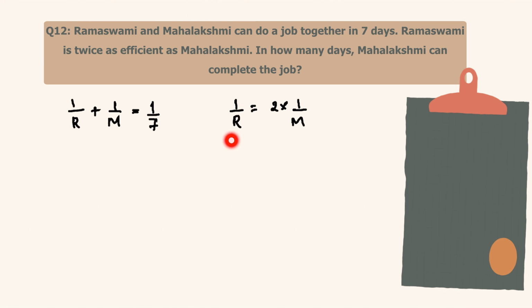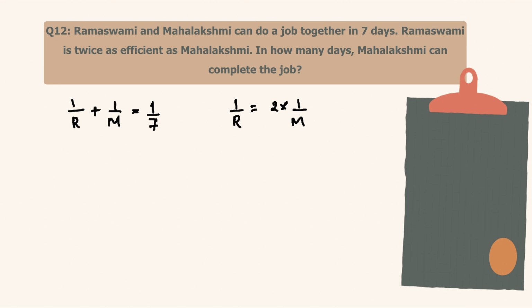The work done by Ramaswamy in a day, 1 by R, will be 2 times that of work done by Mahalakshmi in a day. Is this clear? You have to write this on your own. This is a tricky part. Once you are able to do this, you can easily solve this question. Please don't write R equal to 2M, that is, number of days taken by Ramaswamy is 2 times of Mahalakshmi. That is absolutely wrong. He doesn't take 2 times more time because he is 2 times more efficient. He will take less time only. Keep that in mind. Always convert it back to work done per day.